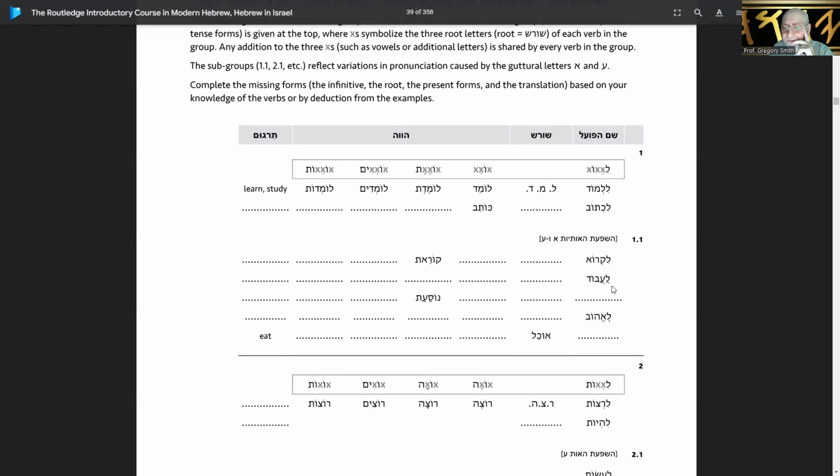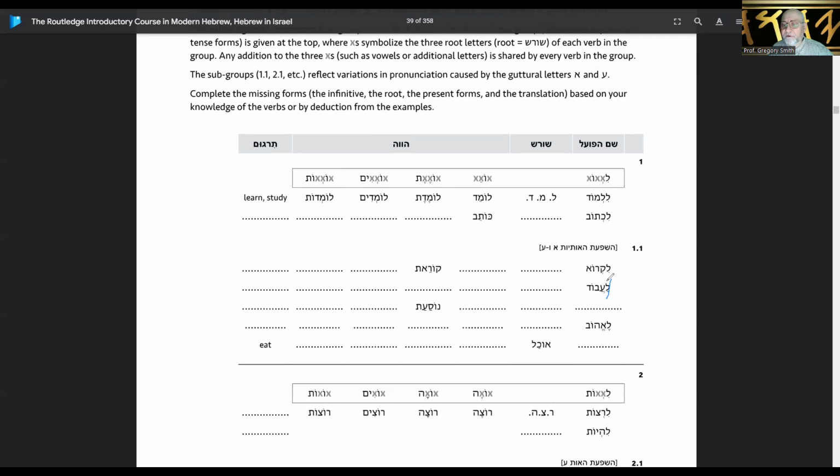Okay, so then the other one we have is la'avod. Okay, to work. לעבוד. So the root we would be looking for here. Remember that you don't count the to part, which is the lamed. So it's just going to be ayin, and then a vet, and then a dalet. So avad is the root.